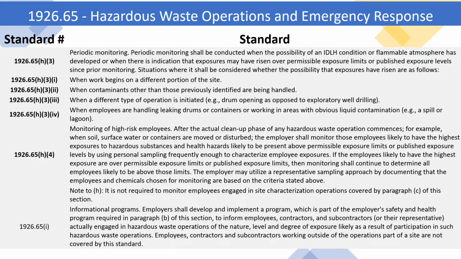1926.65 H4 Monitoring of high-risk employees. After the actual cleanup phase of any hazardous waste operation commences, for example, when soil, surface water, or containers are moved or disturbed, the employer shall monitor those employees likely to have the highest exposures to hazardous substances and health hazards likely to be present above permissible exposure limits or published exposure levels by using personal sampling frequently enough to characterize employee exposures. If the employees likely to have the highest exposure are over permissible exposure limits or published exposure limits, then monitoring shall continue to determine all employees likely to be above those limits.